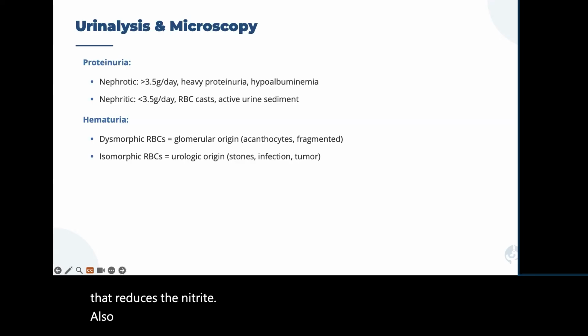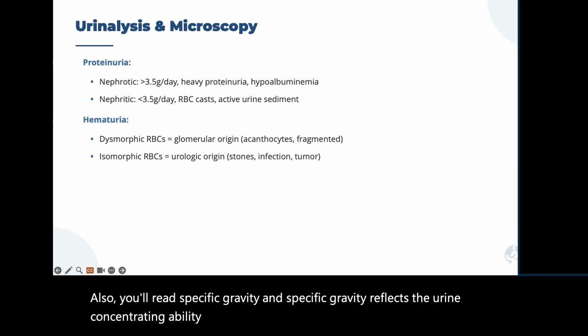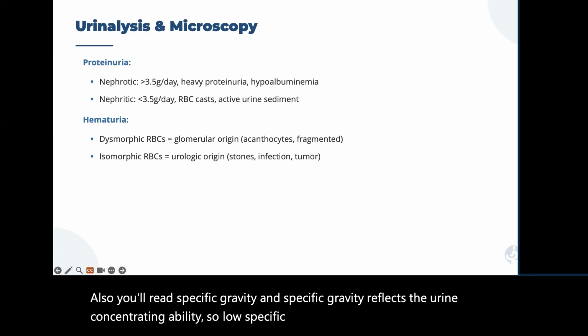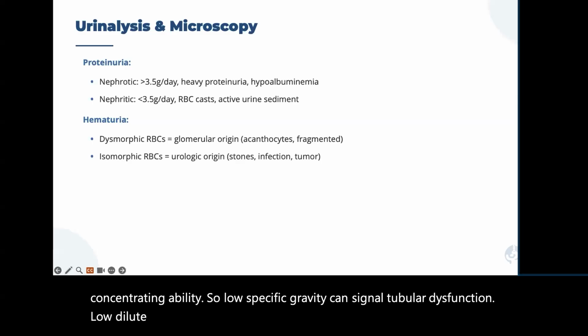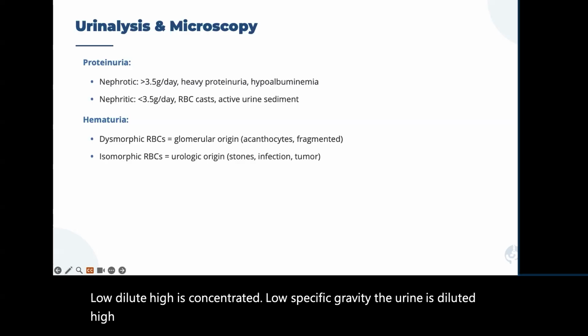Also, you'll read specific gravity, and specific gravity reflects the urine concentrating ability. So abnormal specific gravity can signal tubular dysfunction. Low, dilute; high, concentrated. Low specific gravity, the urine is diluted. High specific gravity, it's concentrated.